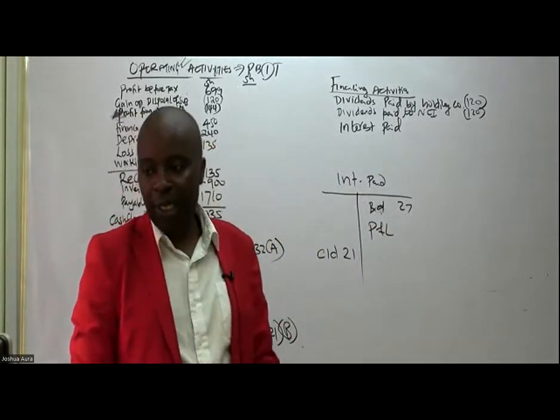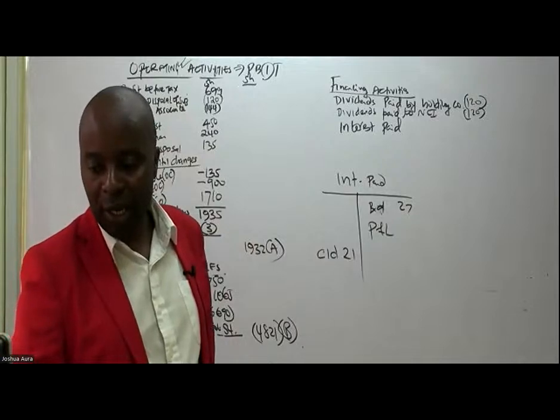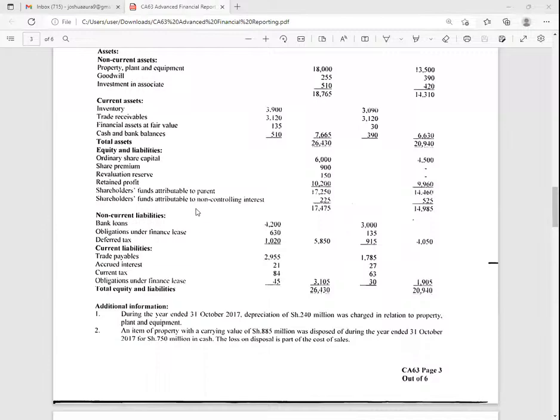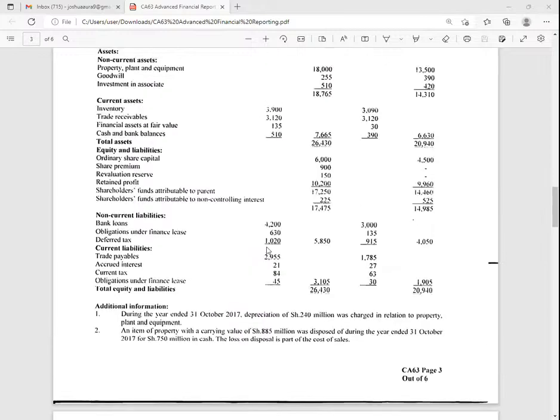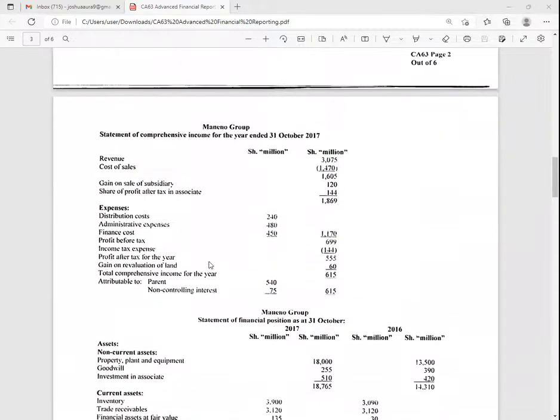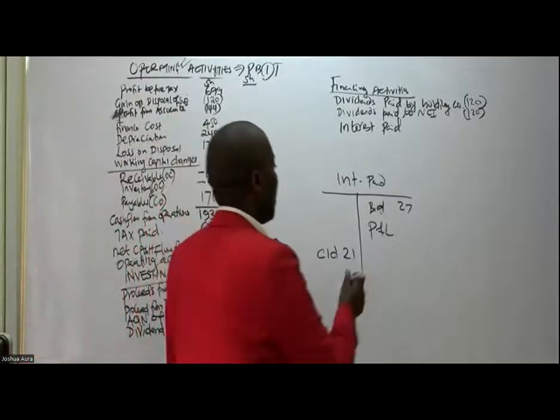Profit and loss for the year is how much? That is finance cost. Finance cost for this is 450. So we have here 450.